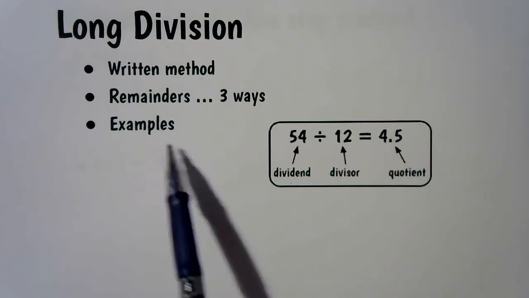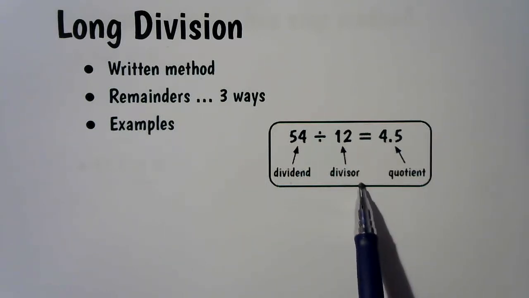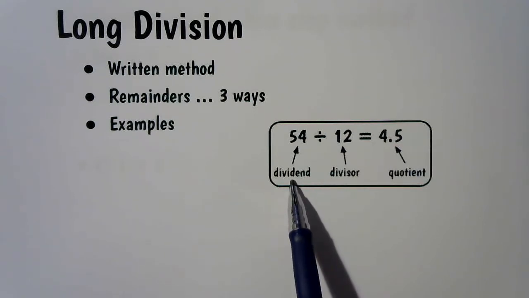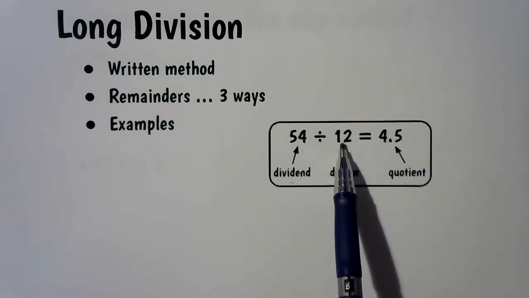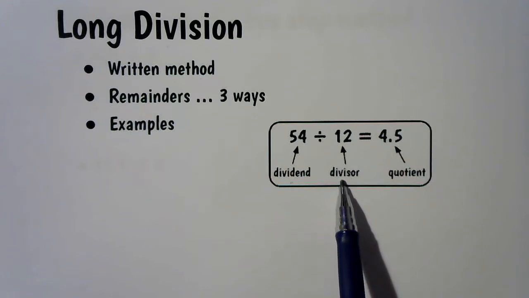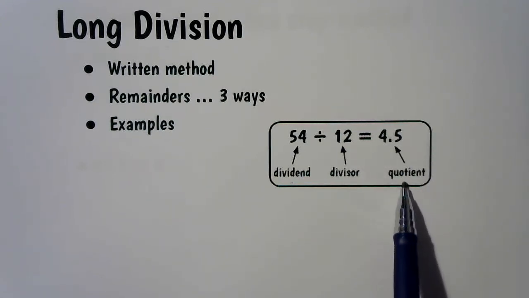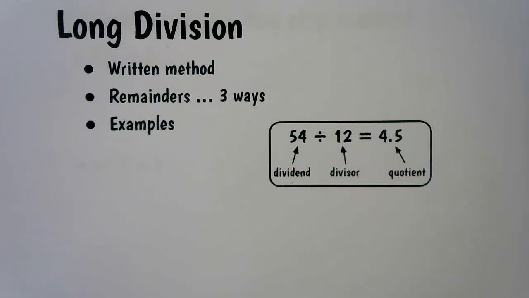Now, it might be useful to know this language here. The number that we are dividing is called the dividend. The number that we're dividing by is called the divisor, and the answer is called the quotient. Anyway, enough of that. Let's get on with it.